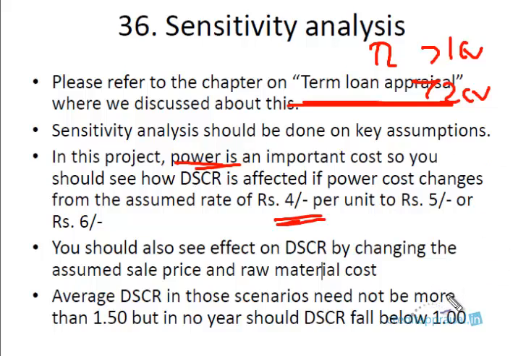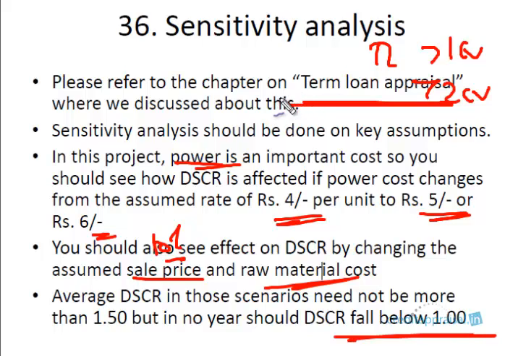The assumed rate is 4 per unit. What happens if it is 5 or 6? How will the DSCR be affected? You have to see. Besides this, you have to do sensitivity analysis for a change in sales price, say 10%, or a 5% change in raw material cost. So in every scenario, DSCR should not be less than 1.